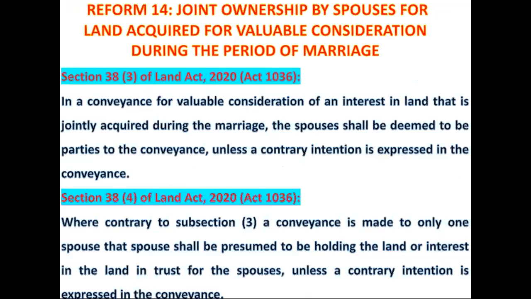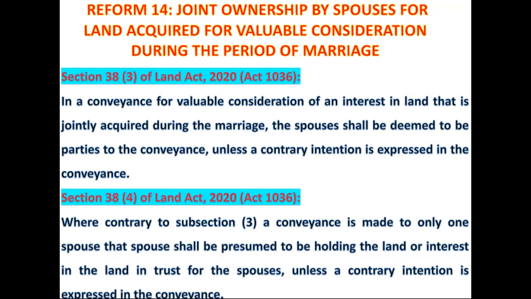The next reform we shall look at, reform number 14 in this lecture, is in relation to joint ownership of properties acquired by a spouse during the period of marriage for valuable consideration. You know, under the new Lands Act, when a party is married, the law says that if you acquire a property for valuable consideration during the course of marriage, jointly acquired during the course of marriage, then the spouses shall be deemed to be parties to the conveyance.